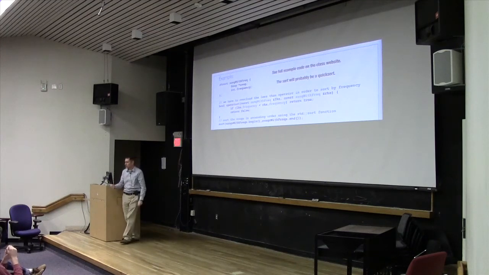Now, for strings, it's already built in. It's alphabetical. Which one comes first in the alphabet is less than the one that comes later, right? For numbers, they're just numbers. You know, less than or greater than. So most of the things are already done for you.